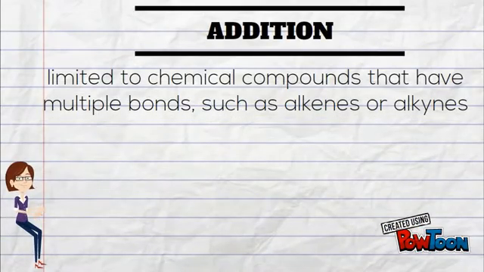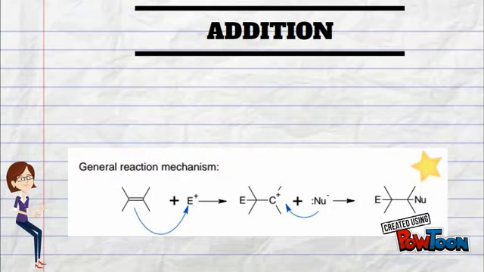First, I would like to explain about addition. It is limited to chemical compounds that have multiple bonds such as alkenes or alkynes. This is the general reaction mechanism. We have to understand it in order to know how does it work.